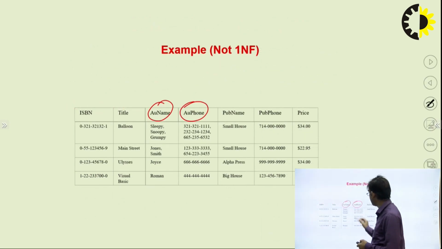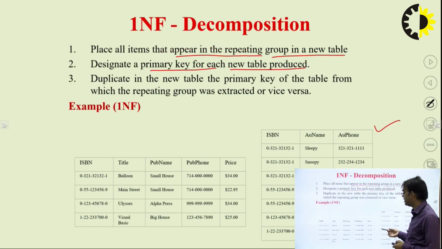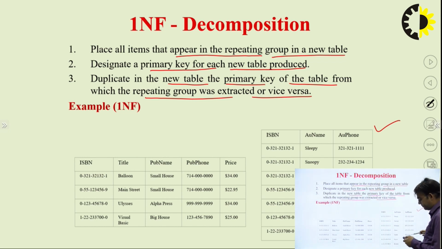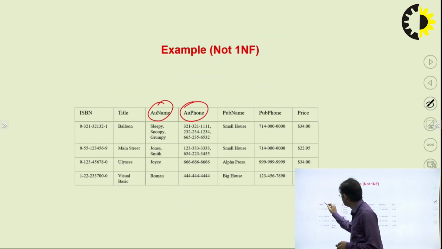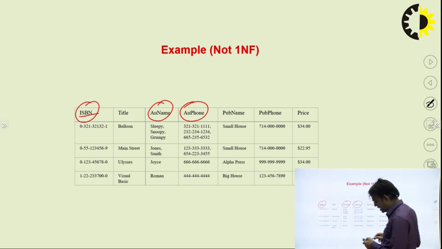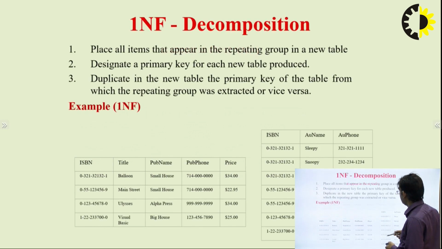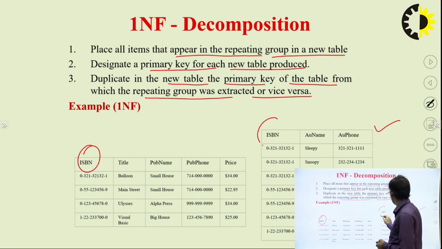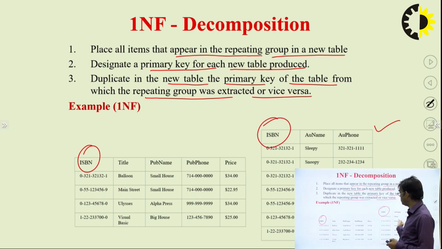After decomposing this table into two different tables, we have to designate some primary key for both tables, and duplicate in the new table the primary key of the table from which the repeating group was extracted, or vice versa. For example, let's suppose here ISBN is a primary key. We have to place the primary key of this table into the second table also. Here is an ISBN number and here is also an ISBN number. This is the way to convert the given table into first normal form.